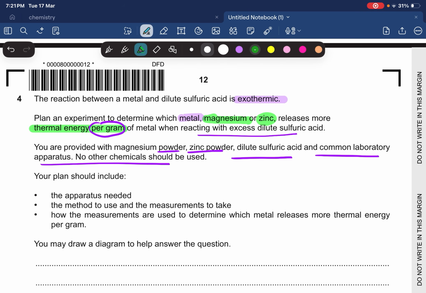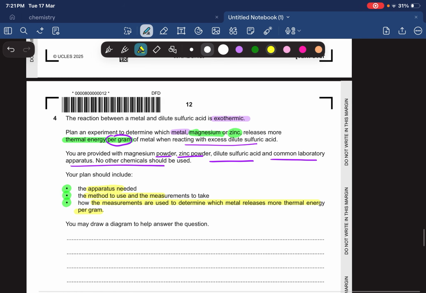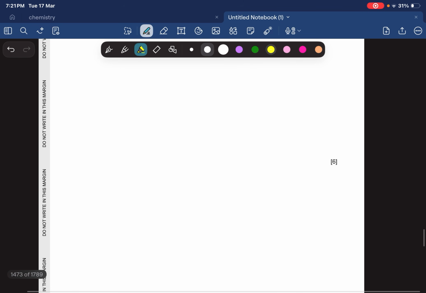the marks in your marking scheme are going to be given if you correctly address the 3 points provided. You tell the apparatus you use, then you tell the method you're going to use, and then you tell how the method is going to determine which metal releases more energy per gram, and you're going to get your mark. So over here, I'm going to plan my investigation in front of you. Basically, I don't write first. I go to the last page where I have this blank area, and I start drawing over there. And then I realize what I'm going to do.